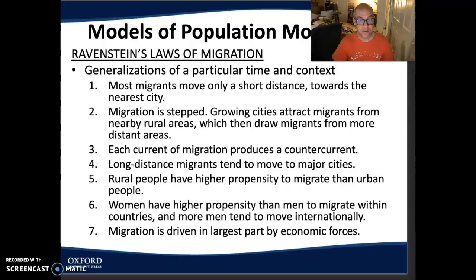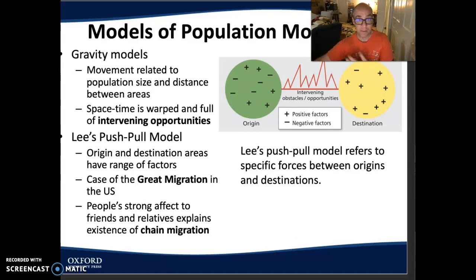Women have a higher propensity than men to migrate within countries, but more men are likely to move internationally. So we see that a lot, especially around here. And then migration is driven in large portion by economic forces, those looking for better economic opportunities or better jobs, a better standard of living. And the last point to keep in your mind about immigration is there are push-pull factors pushing people out of a certain region. Maybe it's civil war, maybe it's strife, maybe it's famine, but it's pushing them out of a certain area. And there are pull factors in typically urban areas: better jobs, better schools, less crime, things like that that make them destinations for migrants.